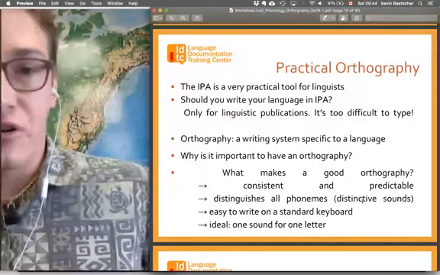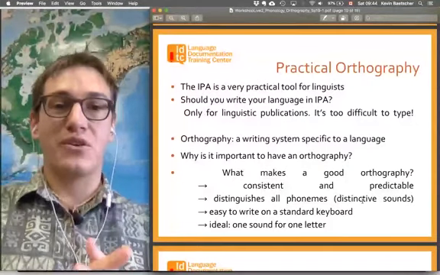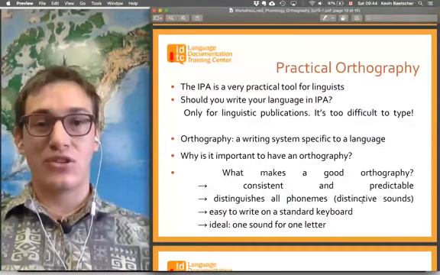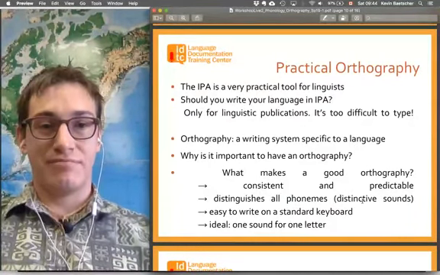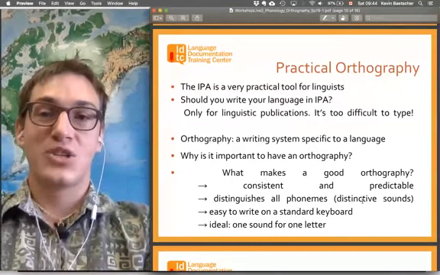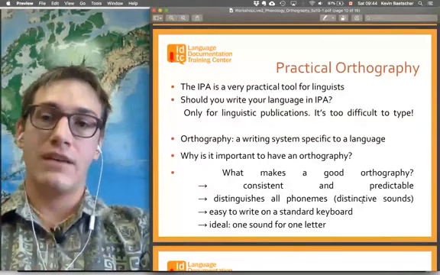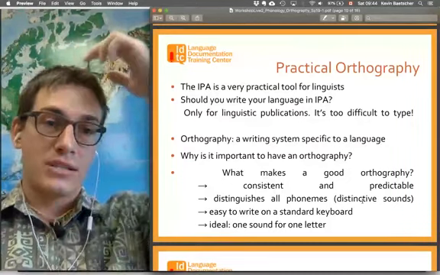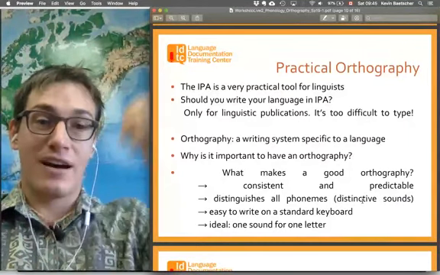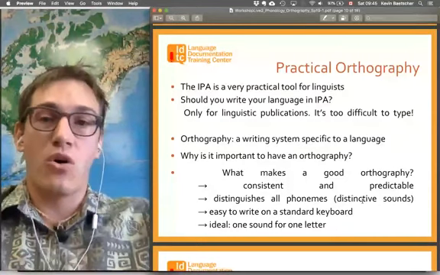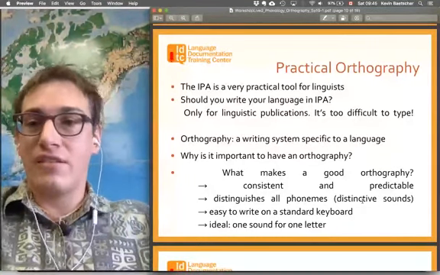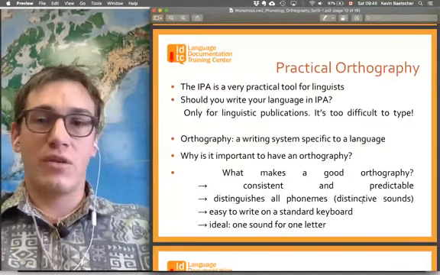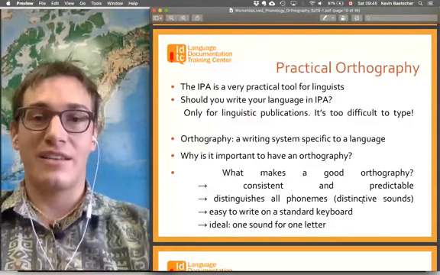So I want to talk a little bit about orthography right now. Orthography refers to the writing system specific to a language. Why is it important to have an orthography? I want to ask you guys that question. Why do you think languages even need to be written? What are the advantages of writing down a language? Most languages, for the longest period of time, haven't been written at all. They were just spoken, and they survived until this day. So why do we need written language? What are the advantages? Do you want to think about that, and then write some comments down below?